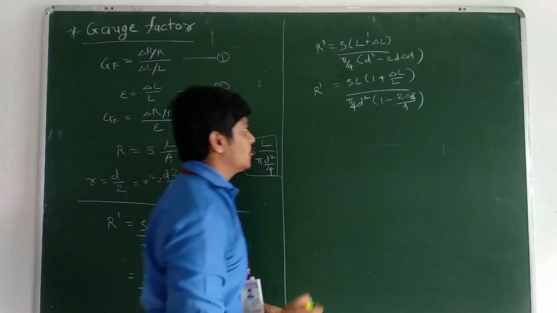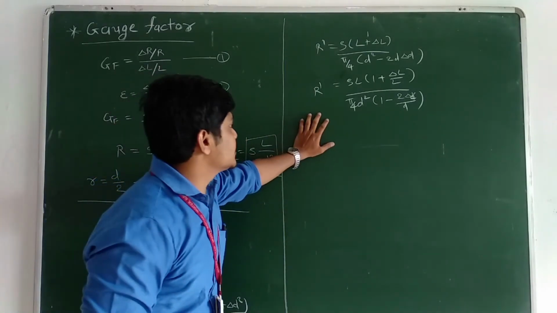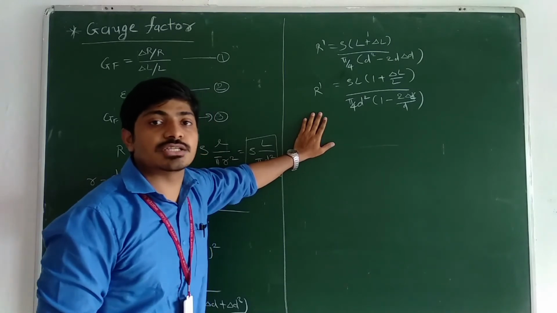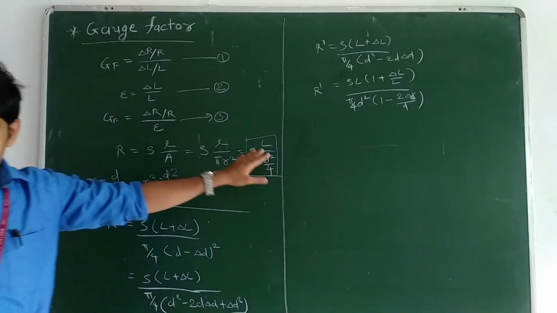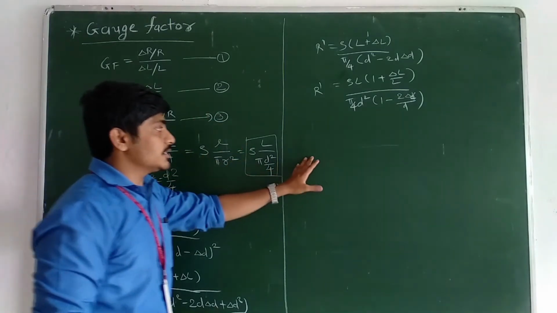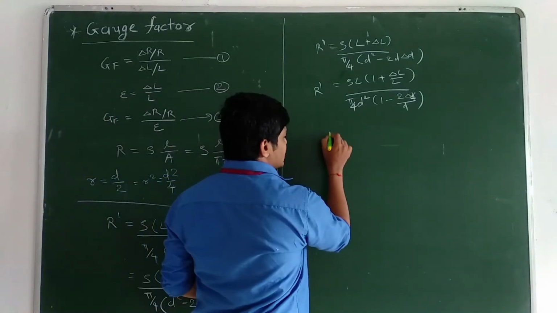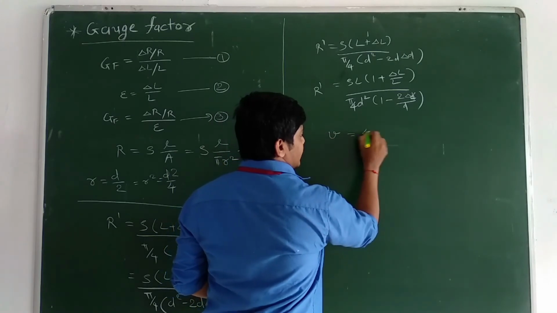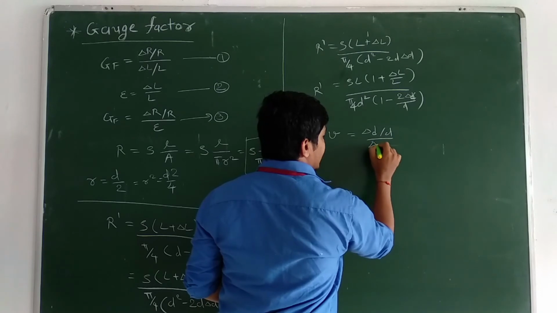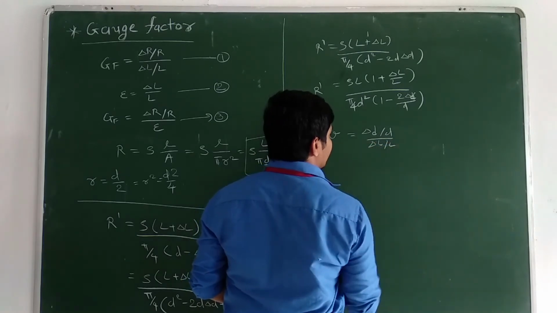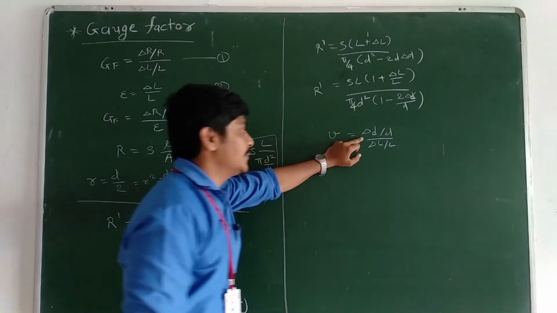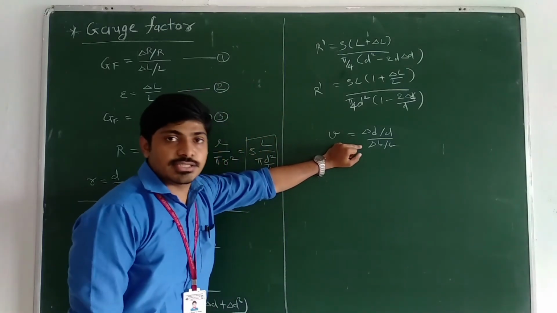Whenever we are applying some amount of force, this is the equation of change in resistance. Now we need to remember the Poisson's ratio. What's the Poisson's ratio? Suggest us. Okay. So the Poisson's ratio is defined as delta d by d divided by delta L by L. This is how we define our Poisson's ratio, that is the change in diameter divided by the unit change in length.